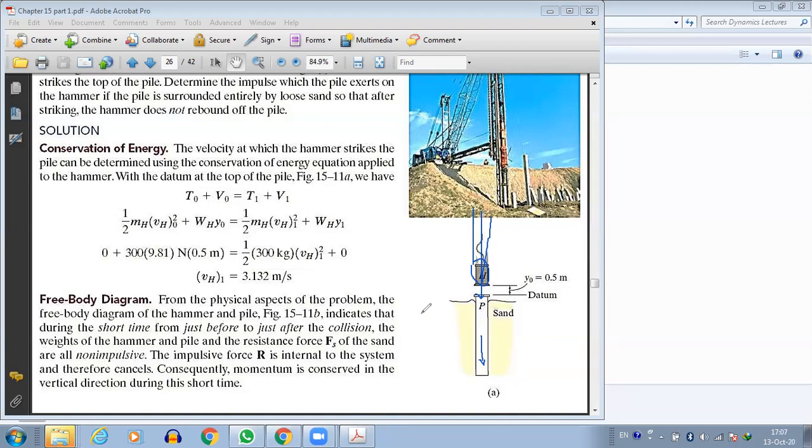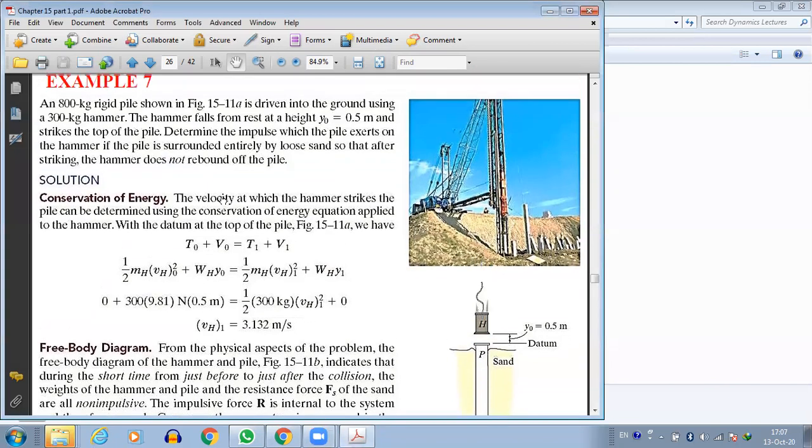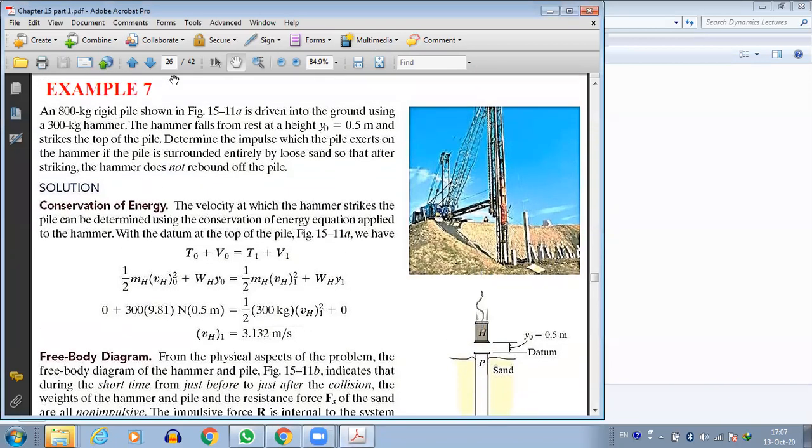Okay, now let's see the problem statement. What does the problem statement say? The 800 kg rigid pile. So the pile is 800 kg. So we know the mass of the pile.